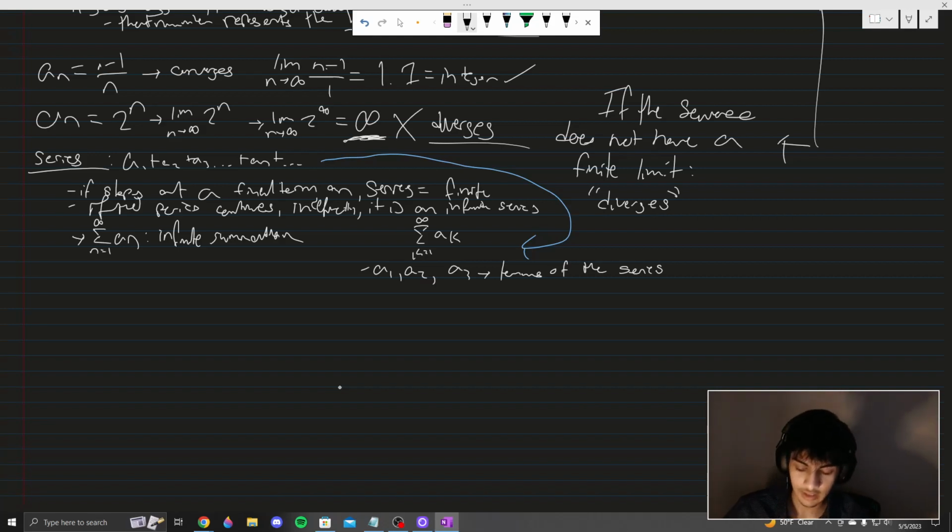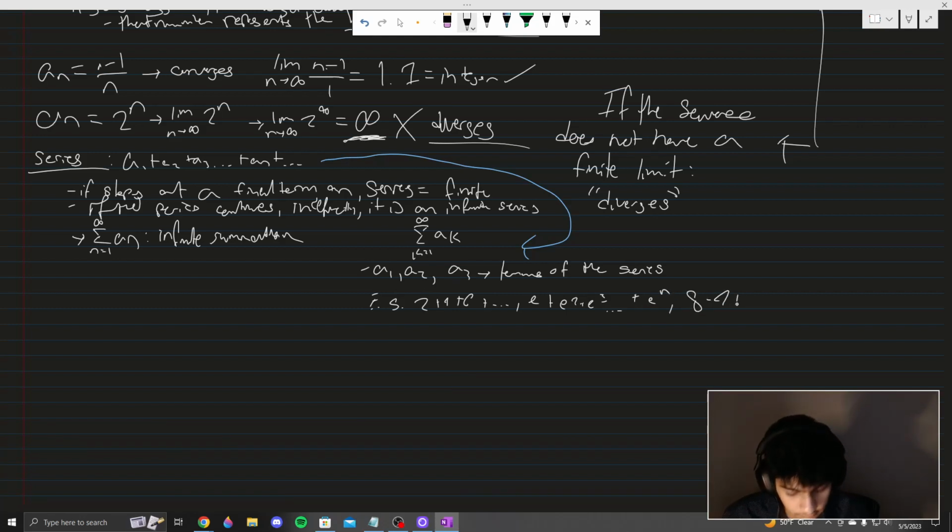So in other words, an infinite series is a sequence of terms where the terms are added up. There's a pattern of the order of terms. There are an infinite number of terms. The following are all examples of infinite series, okay? So we have, e.g., 2 plus 4 plus 6 plus ..., right? Or we have e plus e squared plus e cubed plus ... plus e to the n, right? Or 8 minus 4 plus 2 minus ..., right? So we have all types of patterns.